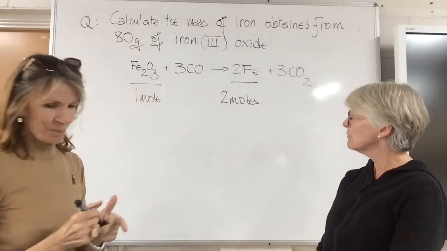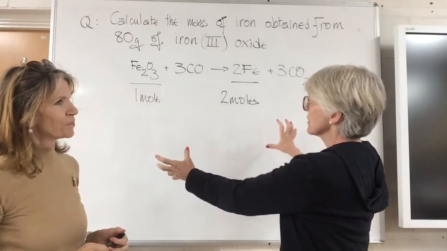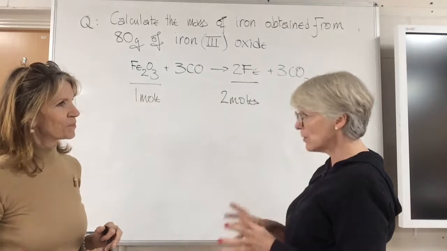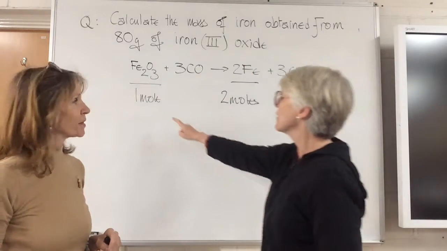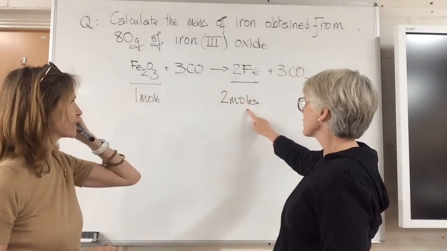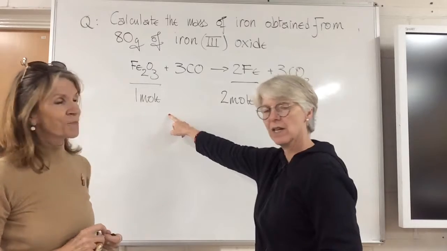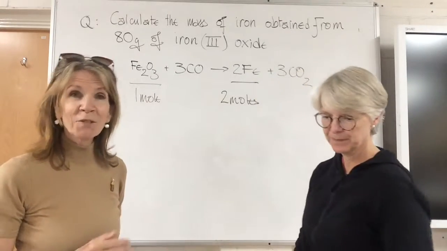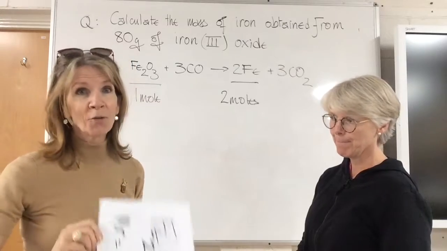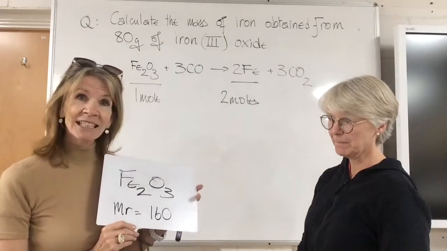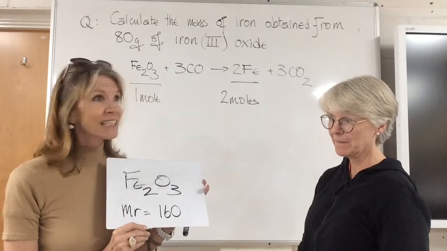So to work out the mole ratio, you look at the big numbers in front of the formulae, and if there's no big number, you assume it's 1. That is correct, Dr. Gore. Okay, so we know that 1 mole of iron 3 oxide makes 2 moles of iron, but how much does 1 mole of iron 3 oxide weigh? Well, from our previous vlog, we can work out the MR of iron 3 oxide. In this case it is 160, so the mass of 1 mole is 160 grams.